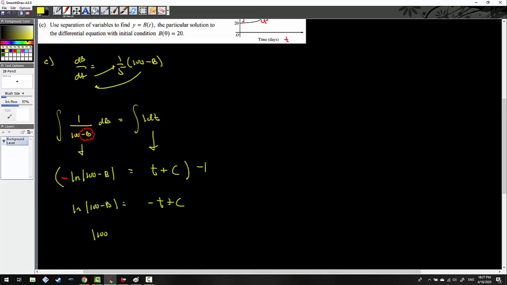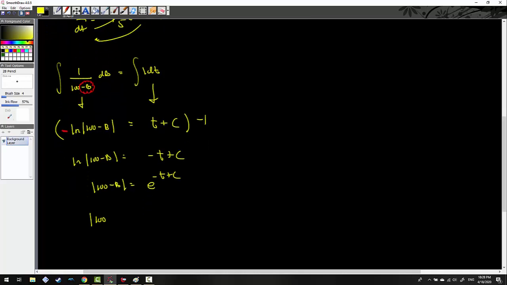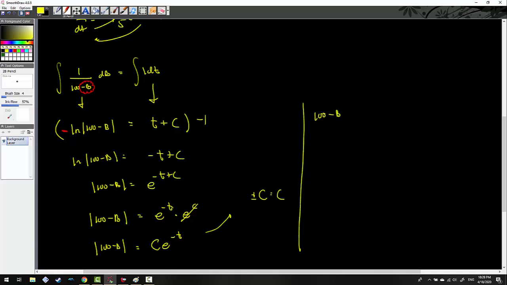That's going to be absolute value of 100 minus B equaling e to the -t plus C. I'll go and just do this one step at a time just so that we can see all this happen. 100 minus B is equal to e to the -t times e to the C. Again, just a reverse engineer of my exponent rules. This guy is going to become C e to the -t equaling absolute value of 100 minus B. Now on the side, I'm going to say that plus or minus C equals C. And then I will go and just keep on going. So I will go ahead and say 100 minus B equals C e to the -t.